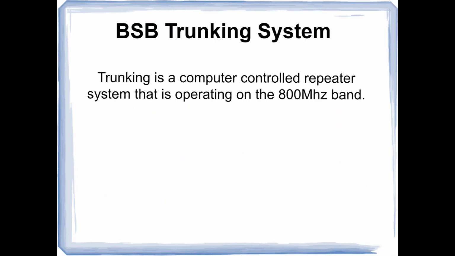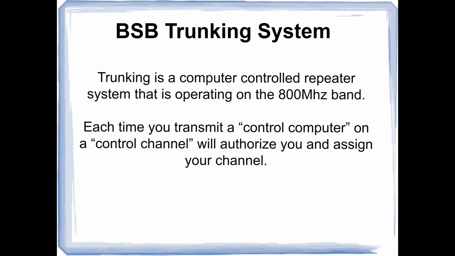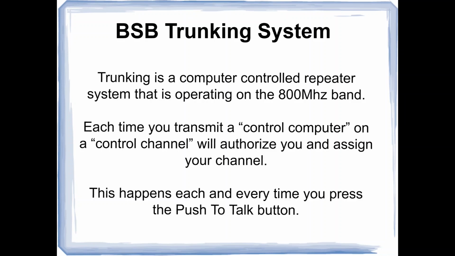The third type of channel in our county is our new 800 MHz trunking system, which is a complicated system. Also, the 800 MHz range, or UHF range, is a more direct line of sight frequency and is more prone to problems in mountainous areas. Trunking is a computer-controlled repeater system. Each time you press the transmit button, a control computer on a separate control channel authorizes you. This happens every time you key the mic.